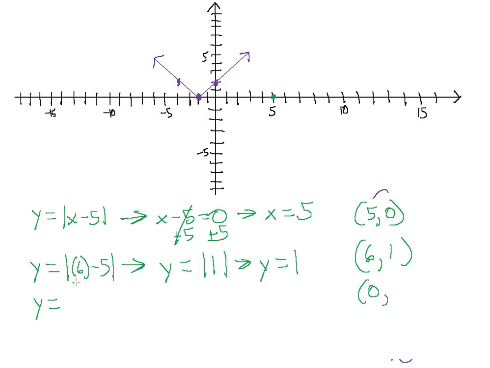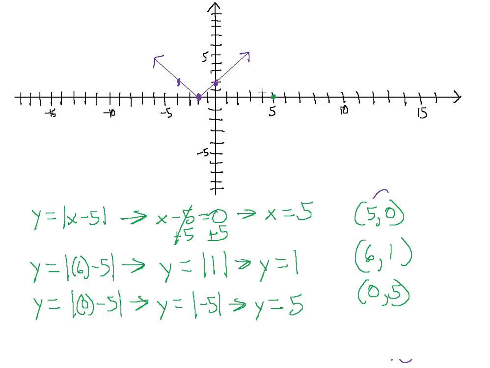0 is a very easy number to deal with. So we have the absolute value of x minus 5. X in this case is 0, so minus 5. That gives us y equals the absolute value of minus 5. Whatever is inside the absolute value bars, we just turn it positive, so we have y equals 5. So now we have our third point of 0, 5.